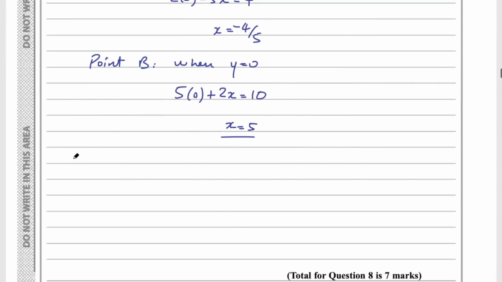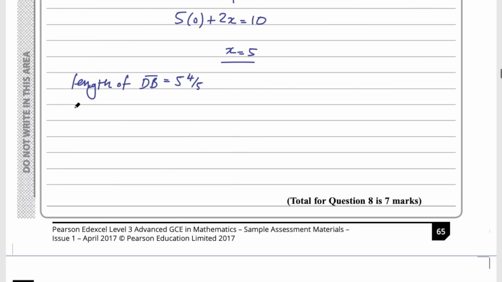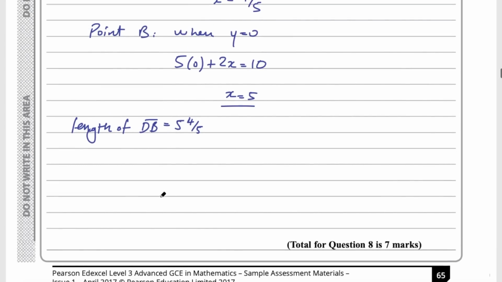So I can say the length of DB equals 5 and 4/5. Also, so I've got the base of the two triangles. I also need the height. So I can just use the y coordinate at point A.